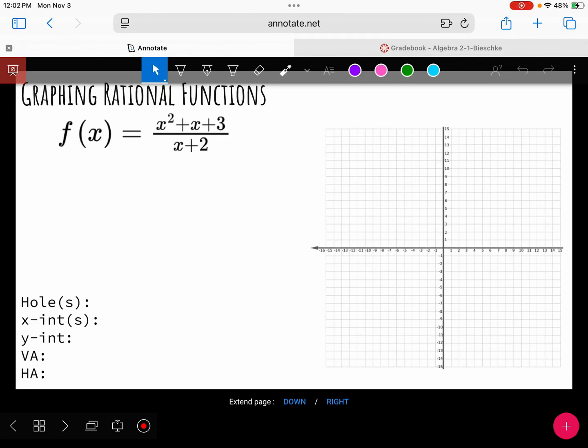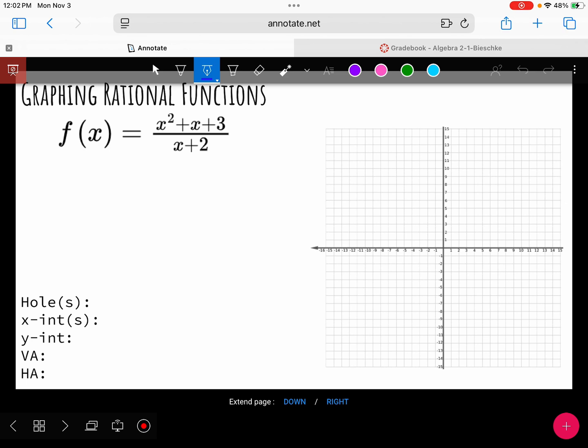Okay, I'm going to do another one of these rational functions just so that we can have it available to look at as needed to try and graph these. So here we have our function x squared plus x plus 3 all over x plus 2, and we would want to see if we could factor this, which the numerator won't because we don't have any pair of numbers that's going to multiply to make 3 and add to make a positive 1.